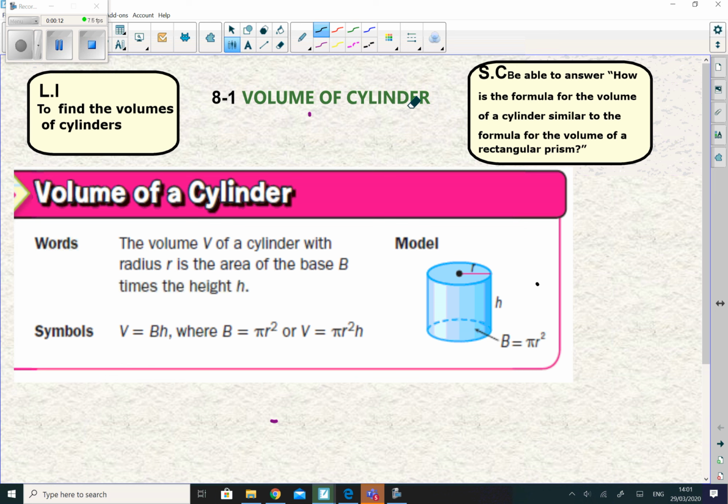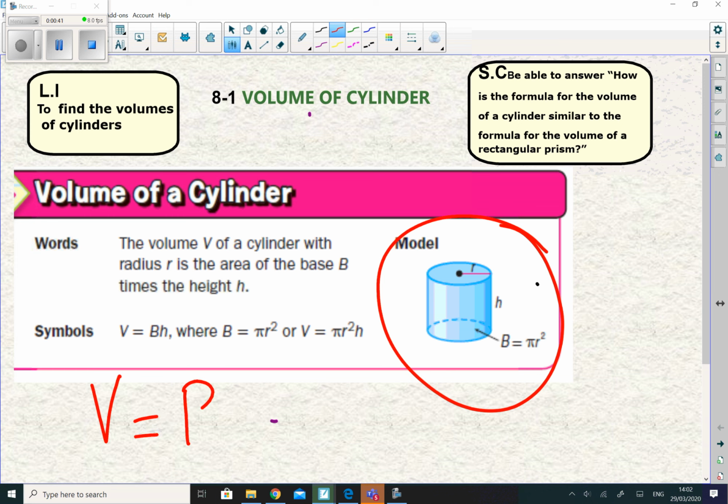Volume of a cylinder. As we know, a cylinder is this shape. It has two circular bases, and today we are going to study how to find its volume. To find the volume of any 3D figure, the volume is equal to the area of the base times the height.